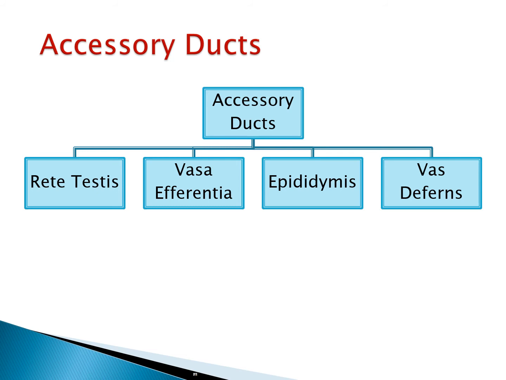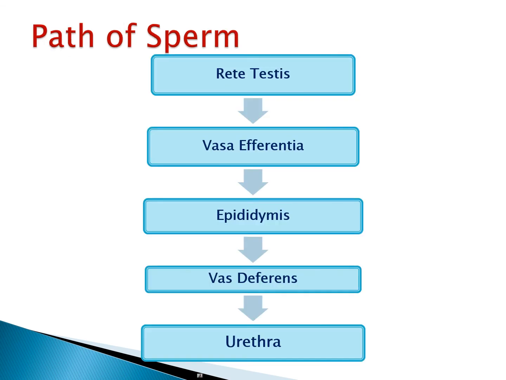After studying the primary sex organ testes, now we move towards the secondary sex organs. It includes the accessory ducts. Accessory ducts are those ducts which transfer the sperm outside the testes. These are rete testis, vasa efferentia, epididymis, and vas deferens. Now let's see how the sperms move outside the testes. Sperms first come into the rete testis, then they move into the vasa efferentia. After that, they come into the epididymis, vas deferens, and then ultimately to the urethra.